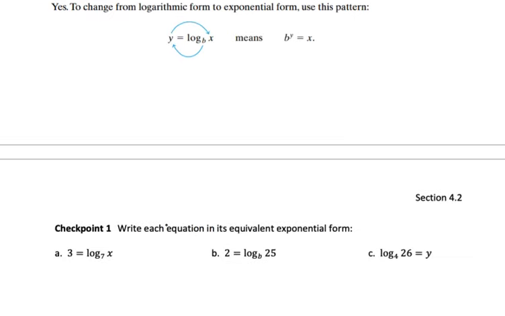So next you should look at checkpoint problem number 1. Do this in your notes, check your answers, and then move on with the video.